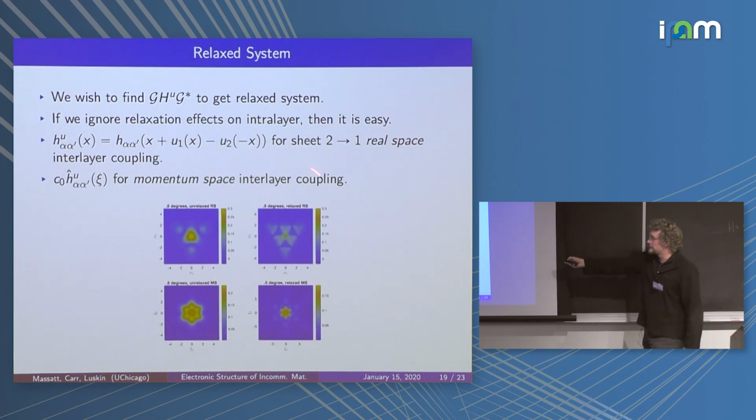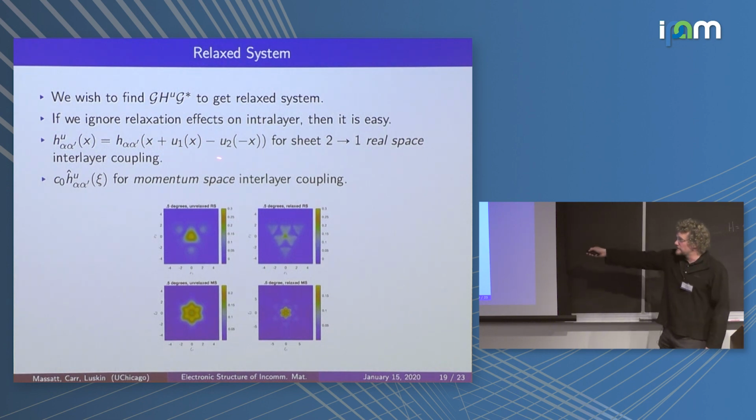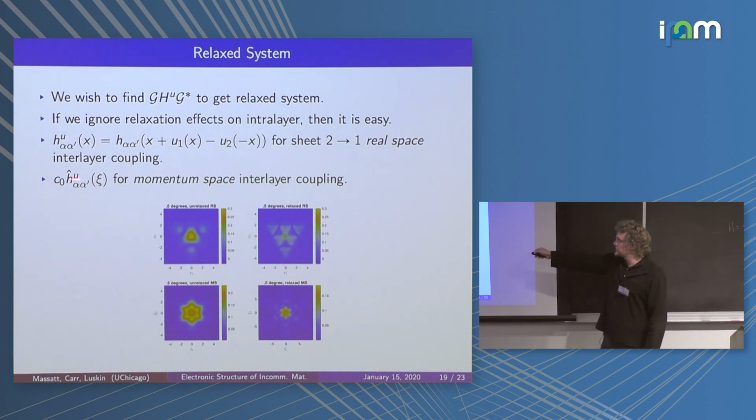OK, so if I have these relaxation functions, this is my new interlayer coupling. I can Fourier transform that to get the coupling. Here, I'm plotting just the real space coupling without relaxation. If I include relaxation, I get a coupling like this. This is because of these sharp domain walls and boundaries in the A regions that you get these triangular patterns in there. And then if I Fourier transform this to get the interlayer coupling in momentum space, I get something like this. It's a nice localized guy.